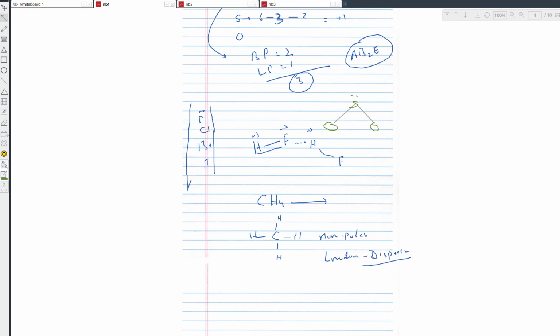And ammonia has hydrogen bonding. London dispersion force is of course there, even in ammonia, but the main intermolecular force in ammonia is hydrogen bonding, which makes the boiling point higher because it increases the attraction between the ammonia molecules. It's clear? Okay.